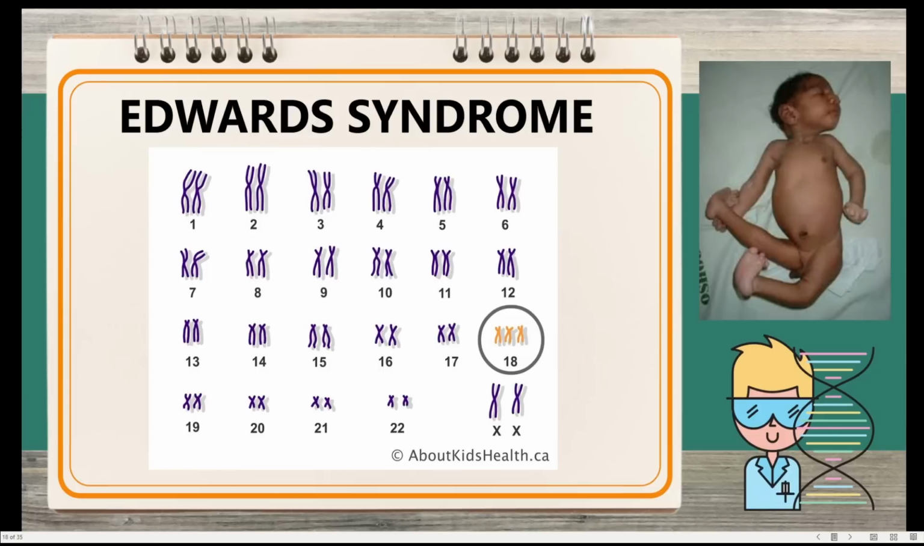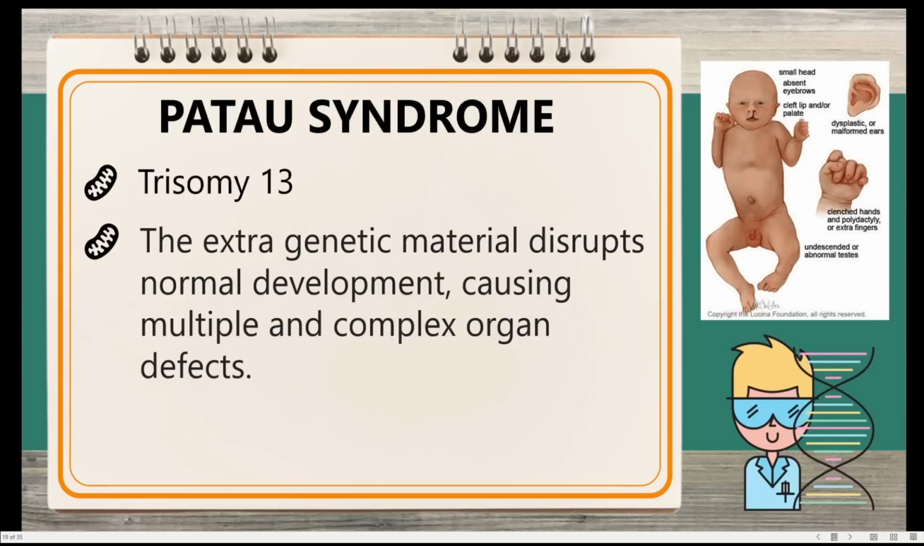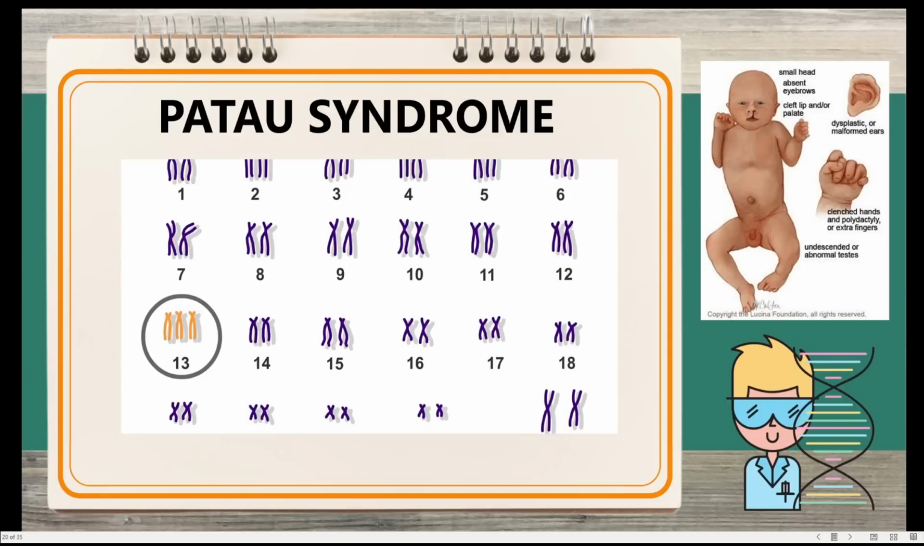The karyotype would look like this. Since it is trisomy 18, the chromosome number 18 would be in 3 copies instead of 2. Next disorder, we have the Patau Syndrome. The Patau Syndrome is trisomy 13. So dahil nga trisomy 13, tatlo yung copies ng chromosome number 13, and this causes multiple and complex organ defects to children. Okay?